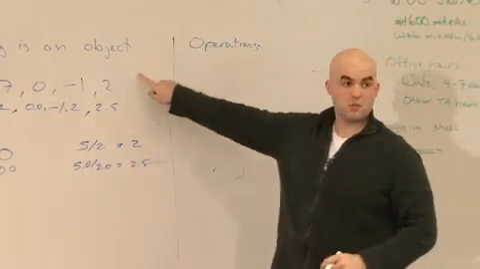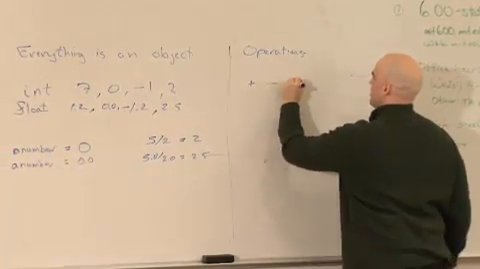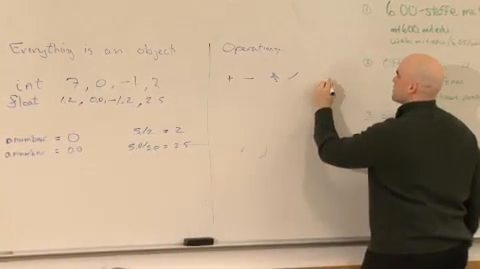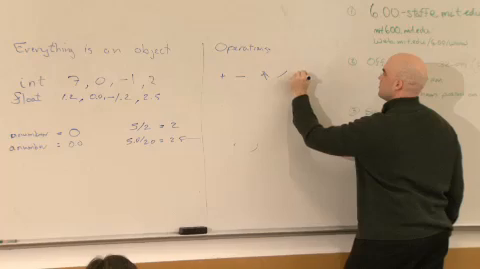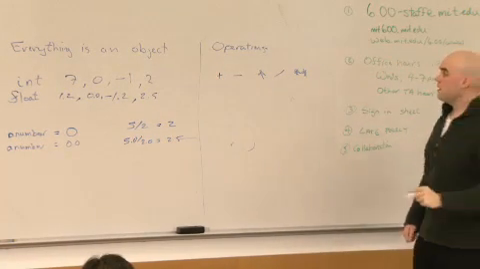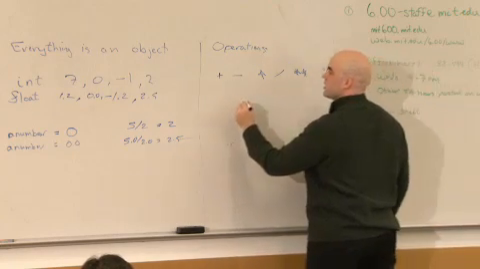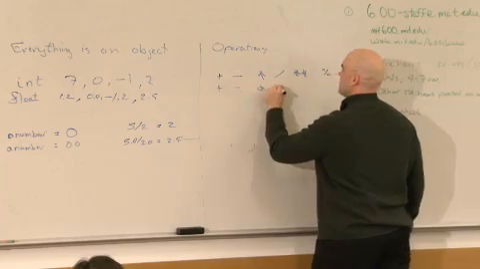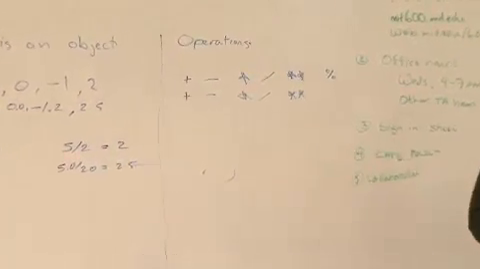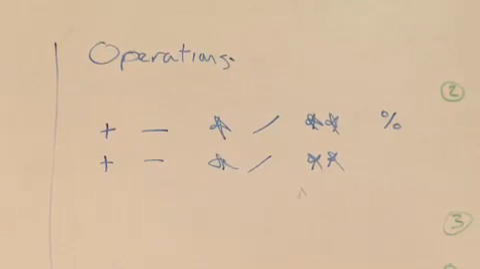So for these number types, you have addition, subtraction, multiplication, division, for integers, exponentiation, which is represented by 2 asterisks, and for integers, modulo. And then for floats, plus, minus, same thing, except no modulo. All right, so back to the list.